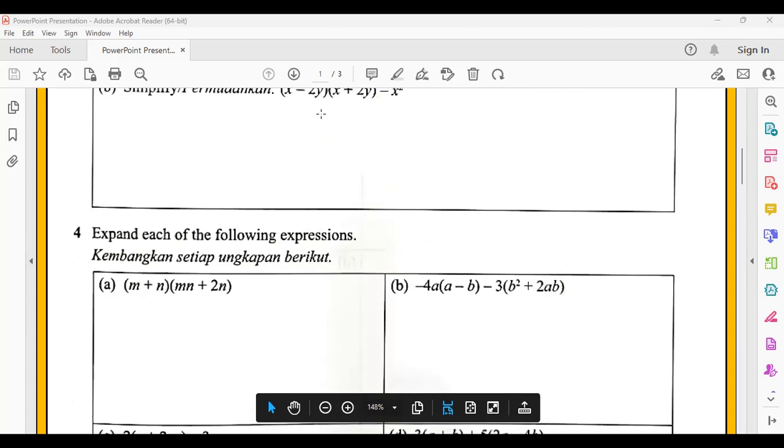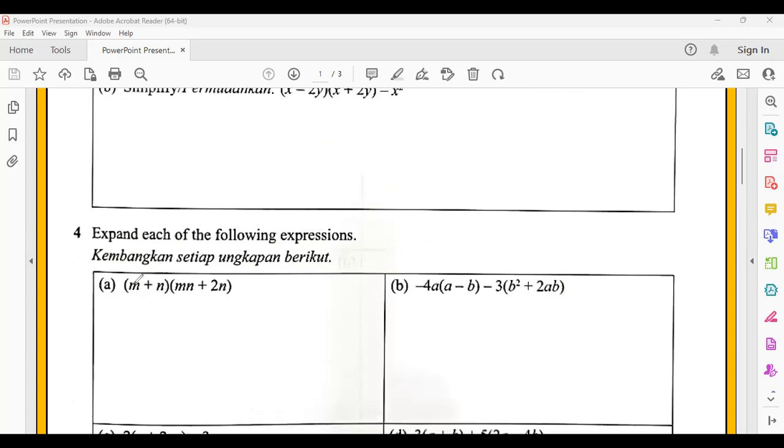This time, you see, it's all alphabets. It's all unknowns. M times MN, what am I going to get? M&Ms? No. You're going to get M squared, because M times M gives M squared, and then you follow the N. That's it. And then M times 2N. So this is a positive sign, so you put plus 2MN.